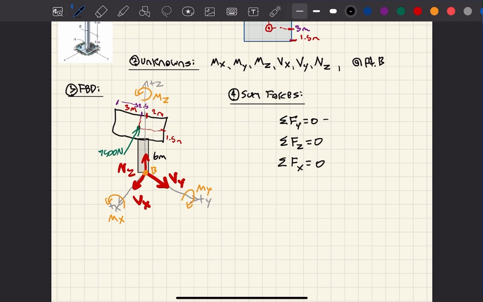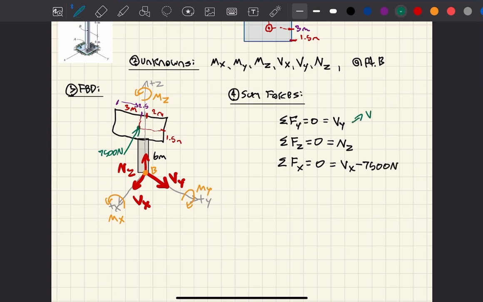So we're going to write them down. In the X direction, we have Vx and we have 7,500, so be sure to include that. The only force we have in the Y direction is the shear force in the Y direction. The only force we have in the Z direction is the normal force in the Z direction. And the only forces we have in the X direction are a positive shear force in the X direction minus 7,500 newtons, right?